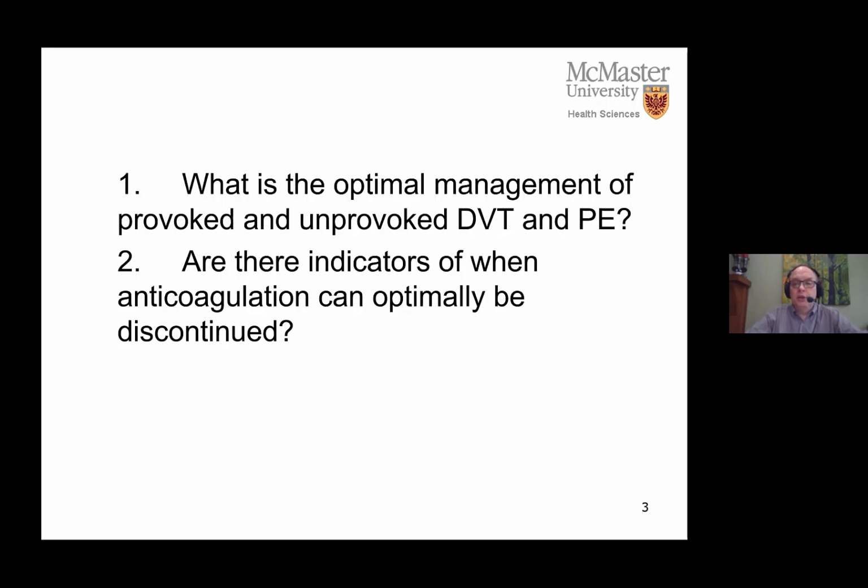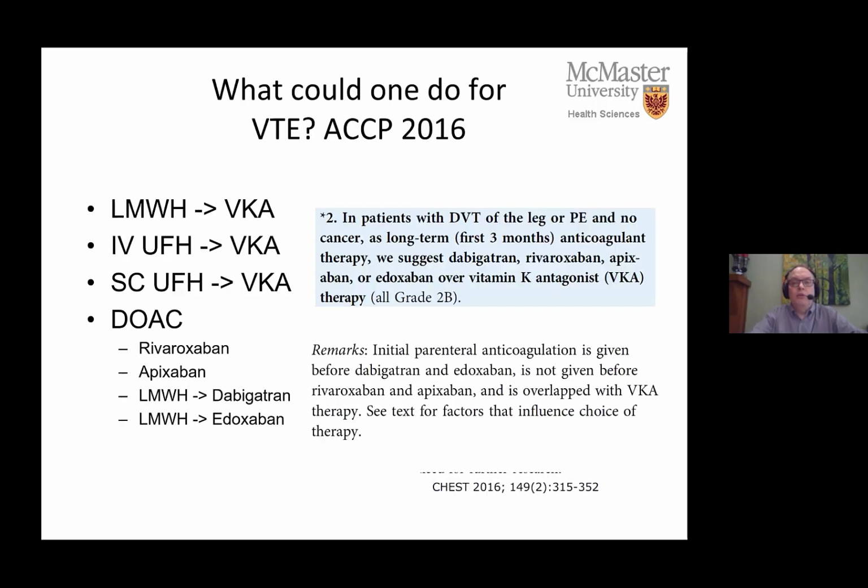So there's two questions I'm going to address during today's presentation. The first is, what's the optimal management of provoked and unprovoked deep vein thrombosis and pulmonary embolism? And then the second question is, are there indicators of when anticoagulation can be optimally discontinued in patients with DVT or PE?